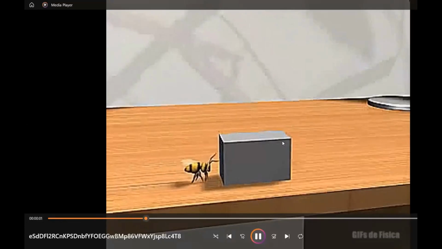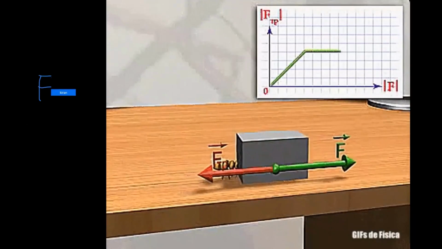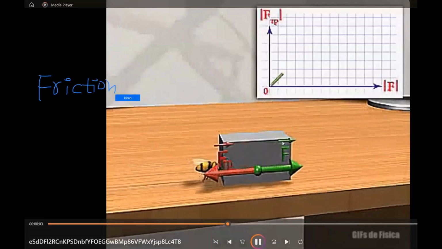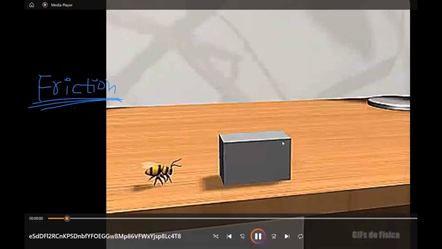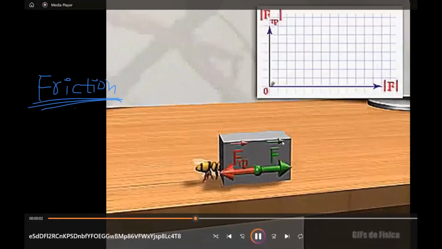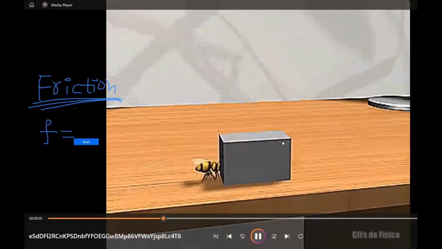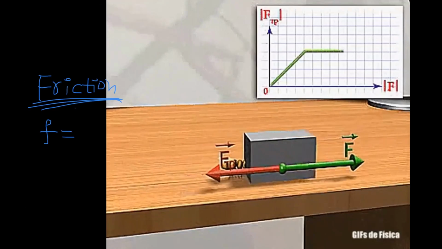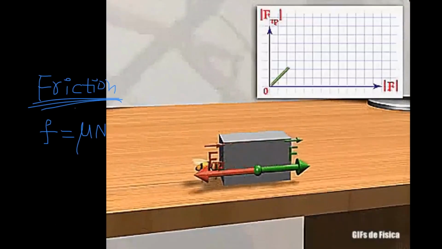You have to learn about the concept of friction. Friction is not easy. Friction has so much concept inside. I just gave you one formula about friction. What is friction? Mu n. Mu into n, correct? Friction is mu into n.